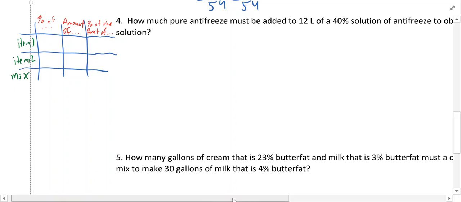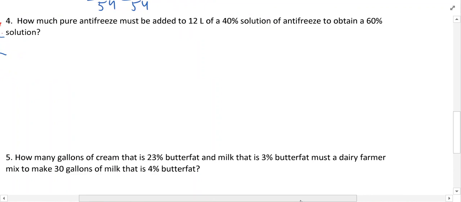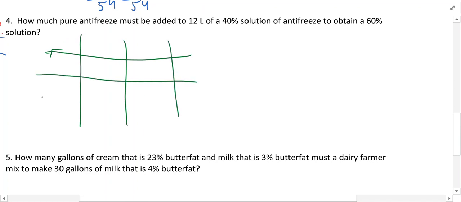Okay, so go ahead and set up your chart here. So we have our solution 1. So how much pure antifreeze must be added to 12 liters of a 40% solution of antifreeze? Okay, so in my chart, I have a couple things here. I have pure antifreeze, and then I'm going to have how much pure antifreeze must be added to 12 liters of a 40% solution of antifreeze. So this is the pure antifreeze. And then I'm just going to say just the regular antifreeze. Or you could say antifreeze 2 because it's the one. And then a mixture, they're saying.